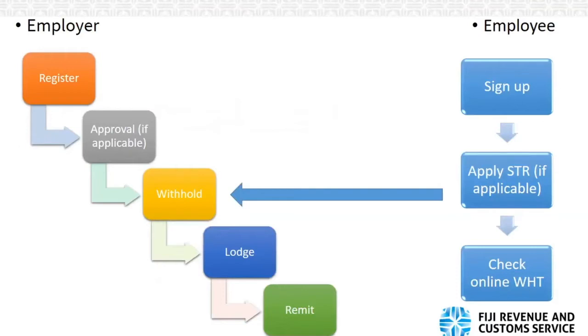Going back to the obligations that we saw yesterday, we said the employer has to register and submit SRT ring fencing application if applicable, withhold the PAYE taxes, and lodge the PAYE return. An employee has to sign up, apply for special tax rate if they have two employments, and they can also check the withholding tax statement. For now, for the presentation, we are going to focus on the lodgement of PAYE return.